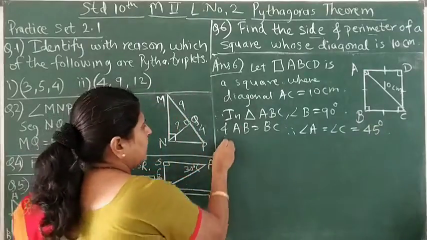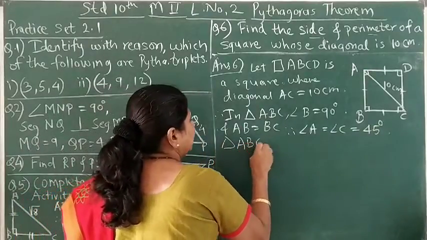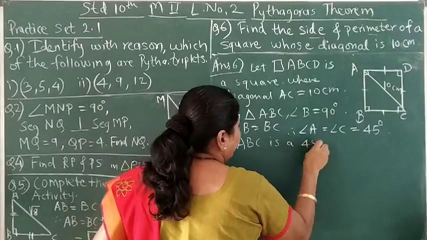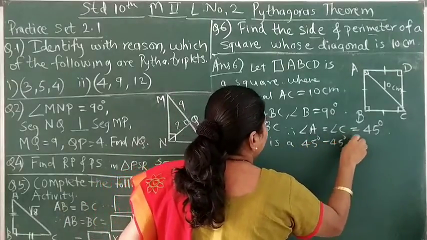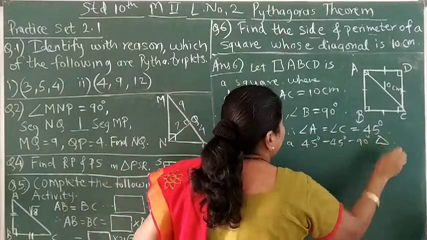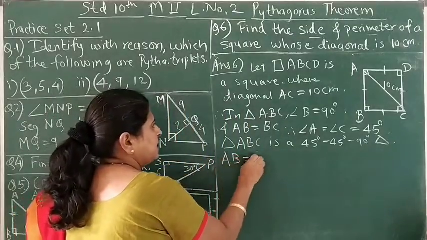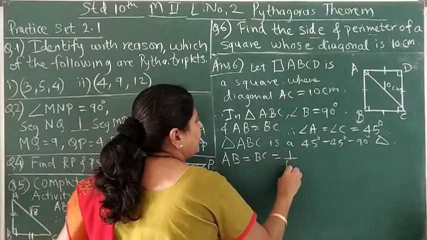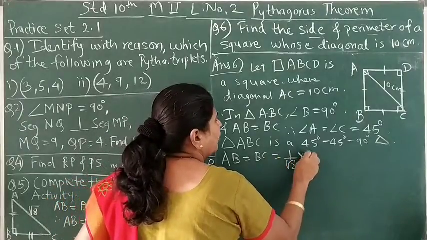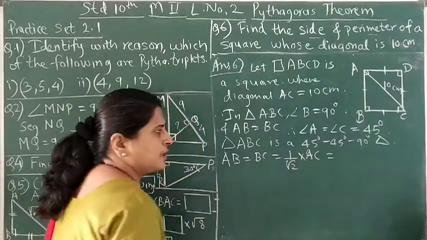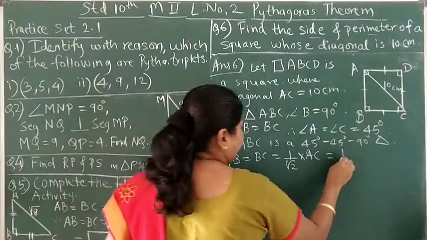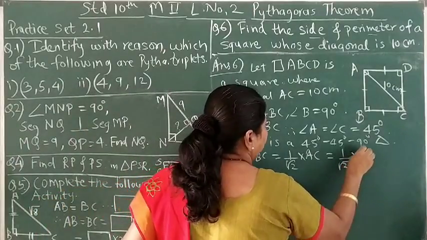So this triangle ABC is a 45-45-90 degree triangle. Now using this concept, we can find any one of the sides. AB and BC are both the same here, which is equal to 1 upon root 2 into the diagonal AC. Here AC is the hypotenuse, that's why it is going to be 1 upon root 2 into 10.